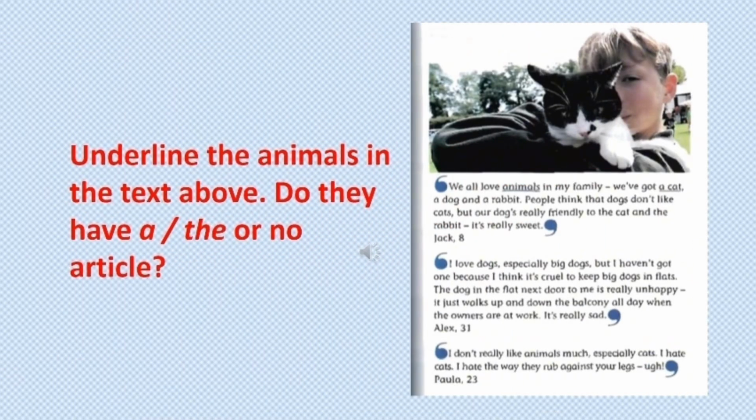Look back at the 3 short texts above. Now please underline all the animal words you can find. For example, cat, dog, rabbit. After that, check whether each word has a, the, or no article before it. Work in pairs. One of you can read the sentences and the other can underline and mark the articles.